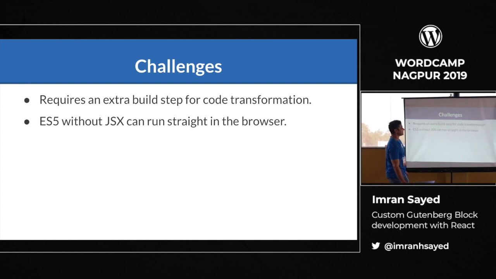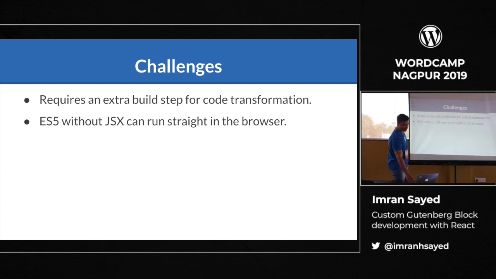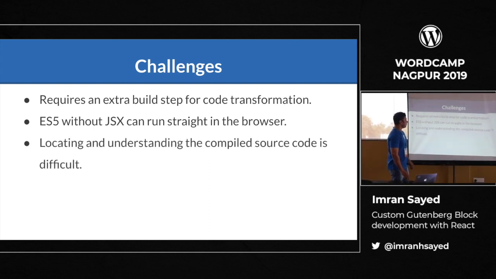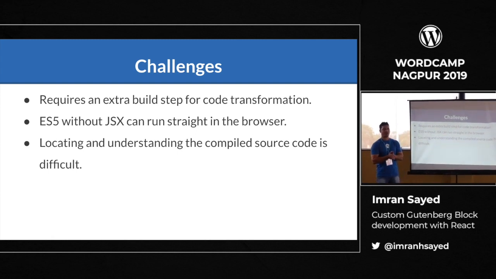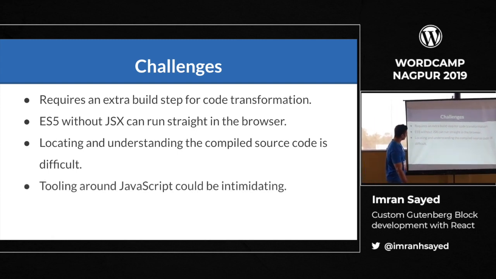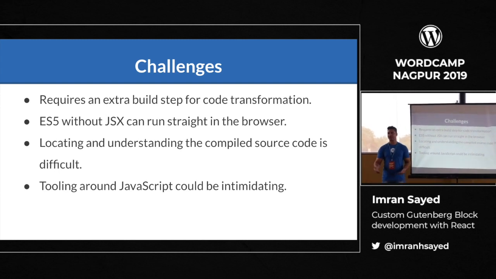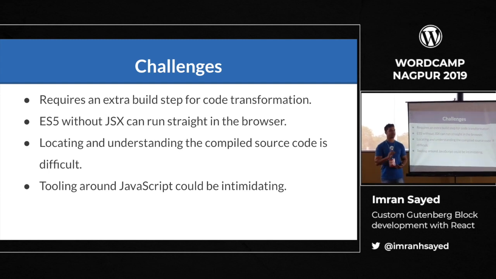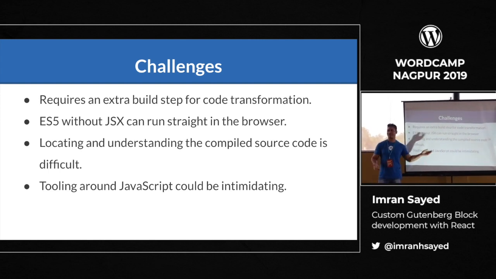ES5 can run straight in browsers. If you're writing native JavaScript, it can go straight into the browser, and you don't have to transpile. Locating and understanding the compiled source code could be difficult, since it bundles up the code and that could be difficult to read. Tooling around JavaScript could be intimidating, which means when you have to transpile and bundle code, what tool can we use? Babel? Someone said Babel? Babel is used to convert. What else? Webpack.